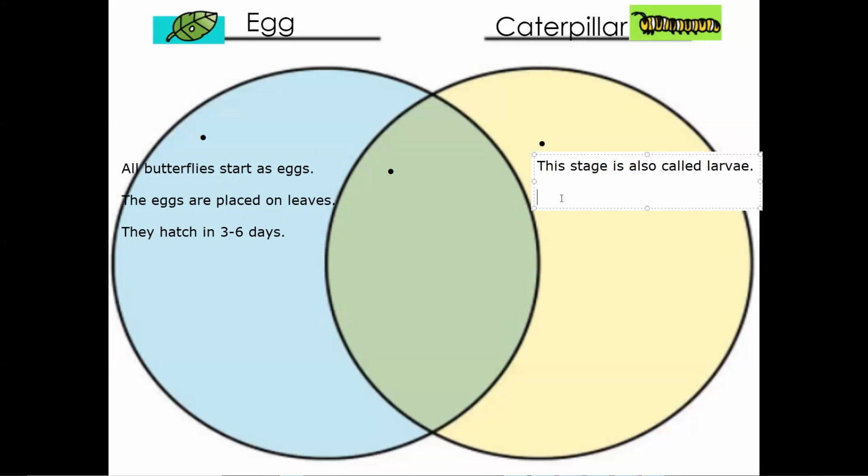I also see in our notes that the caterpillar grows rapidly and it eats a lot. So I'm going to put that in my Venn diagram because the egg does not grow, only the caterpillar grows. So I'm going to write the caterpillar grows rapidly.